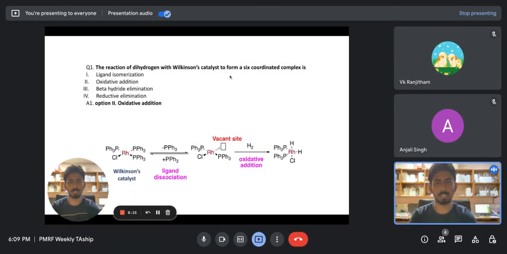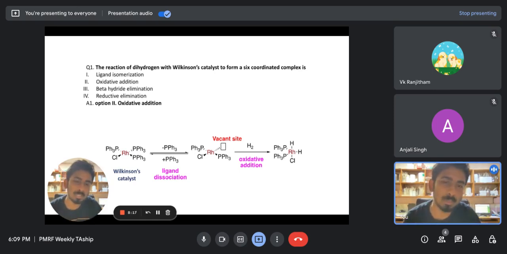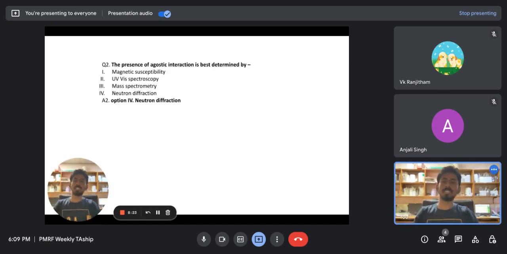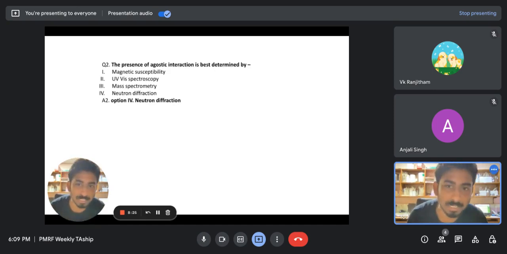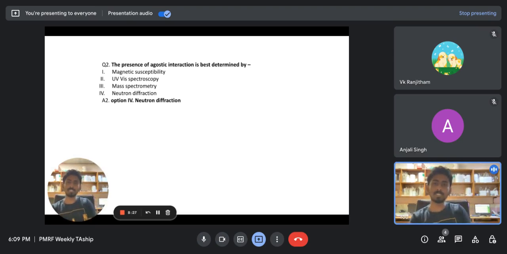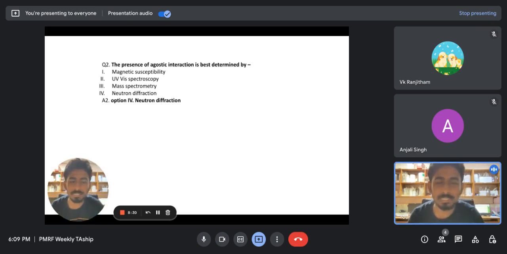Okay. So the first question was regarding how these Wilkinson catalysts behave in the presence of dihydrogen. So let's come to the second question. It's regarding the agostic interaction. Now the question is: the presence of agostic interaction is best determined by which of these techniques?